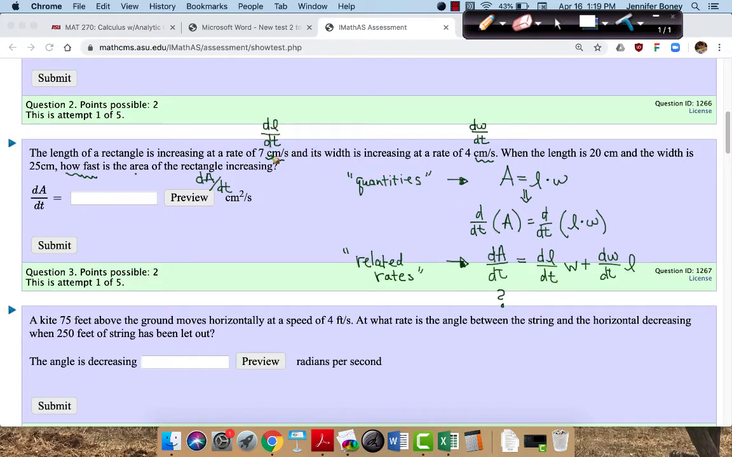So the length is changing at a constant rate of 7 centimeters per second. So that's increasing at the positive 7. The width is increasing at a rate of 4 centimeters per second. And notice we need 4 items to find this result over here. I need to know the actual width at the same point in time as this length, and that's the other 2 numbers, 20 for the length and 25 for the width.